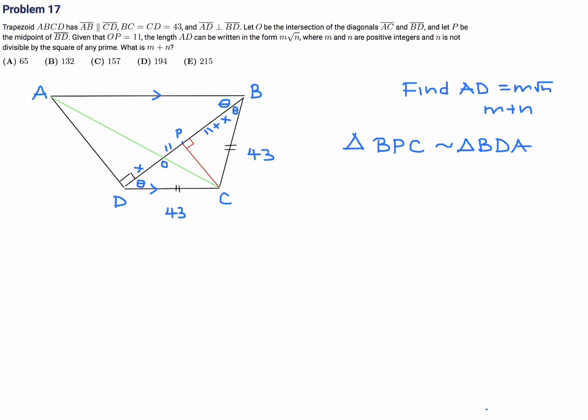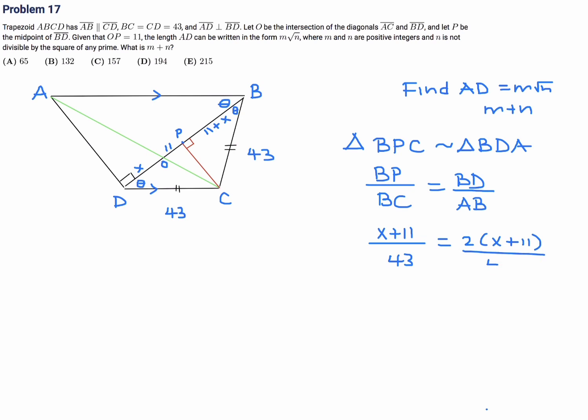All right, so from that, BP over BC would be equivalent to BD over AB. So that means in terms of my labeling, x plus 11 over 43 would be the same as 2 times x plus 11 over AB, sorry. So cross multiply, and it looks like the x plus 11's cancel, so AB just equals 86. Okay, well that was pretty quick.